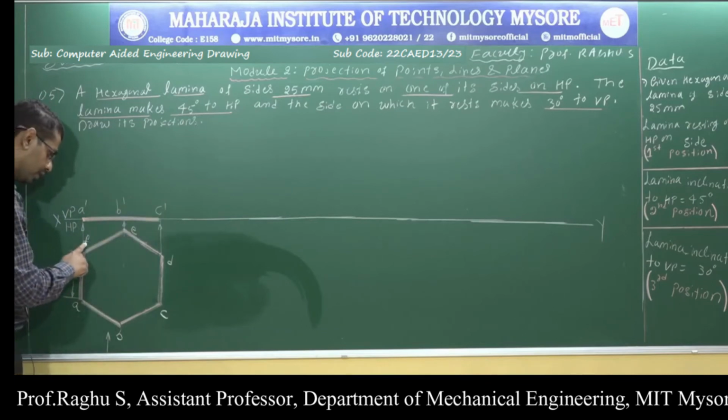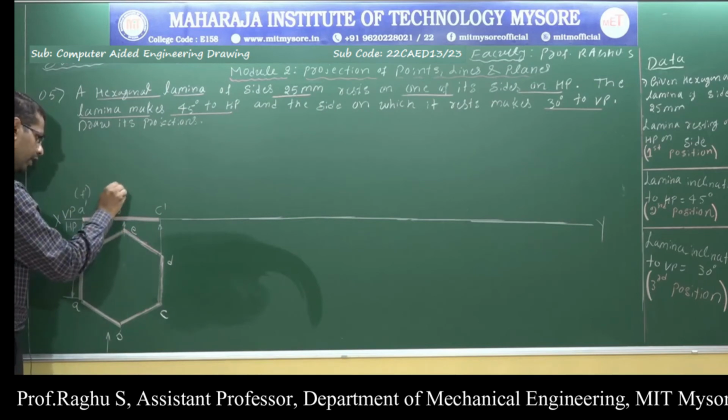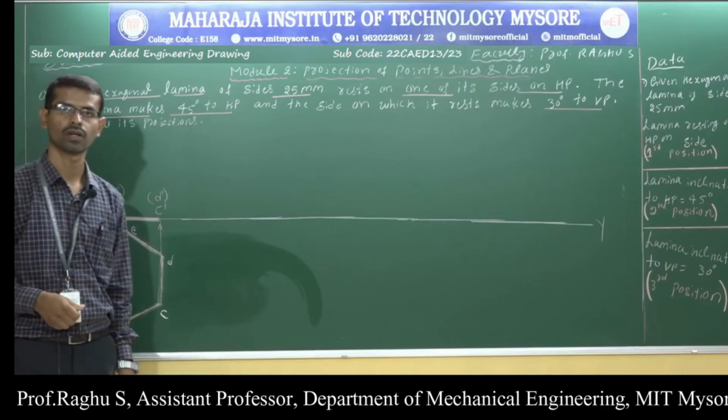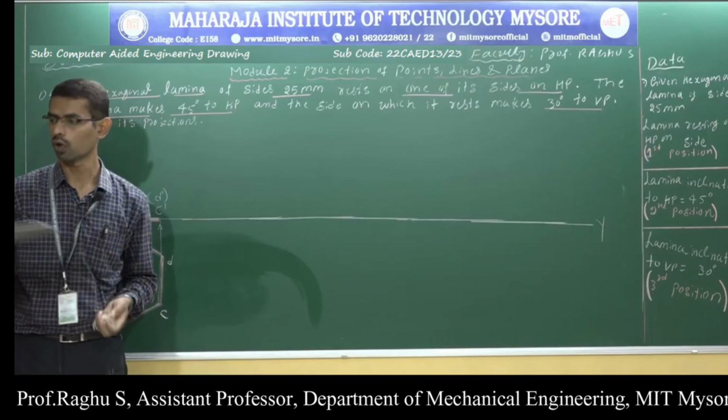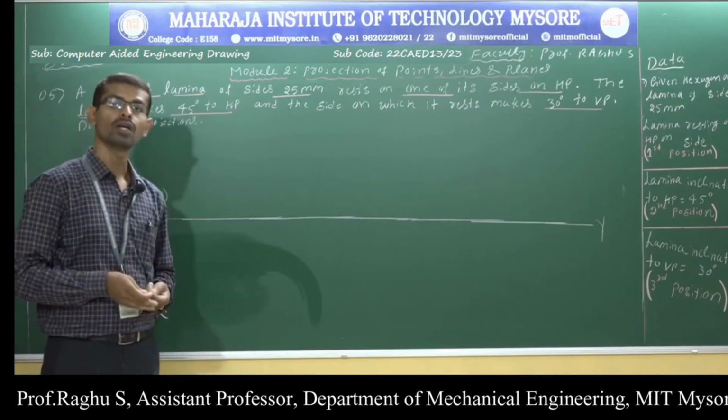The remaining points: F invisible, write it in the bracket. E invisible, write it in the bracket. D invisible, write it in the bracket. So I have completed the first position, top view and front view. So next one, second position.